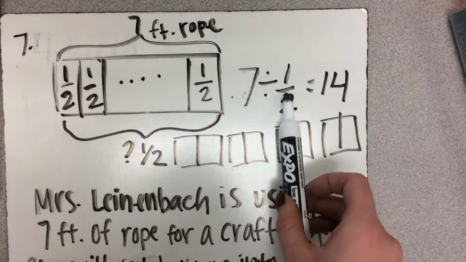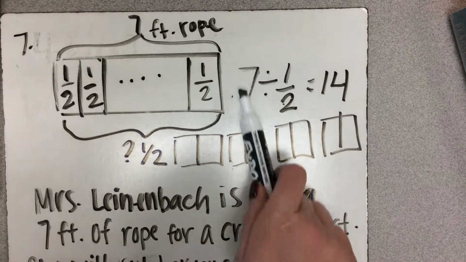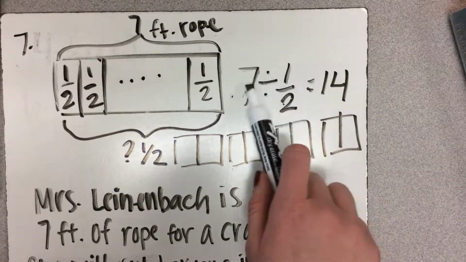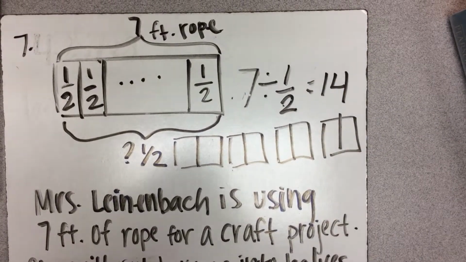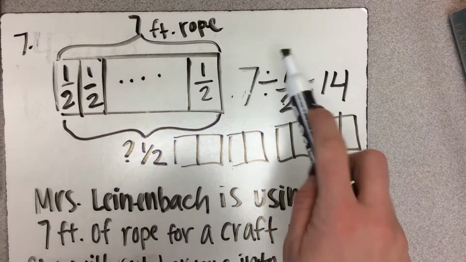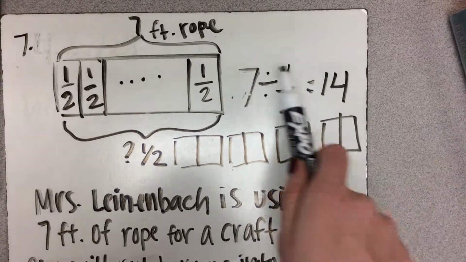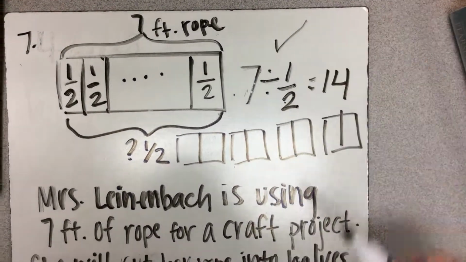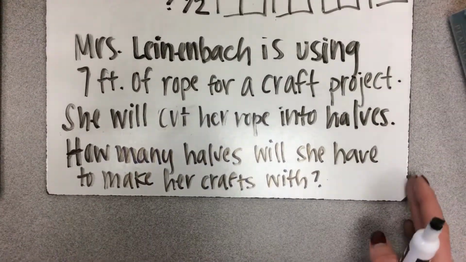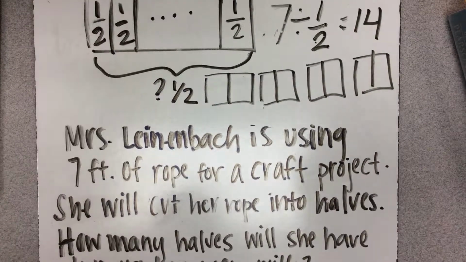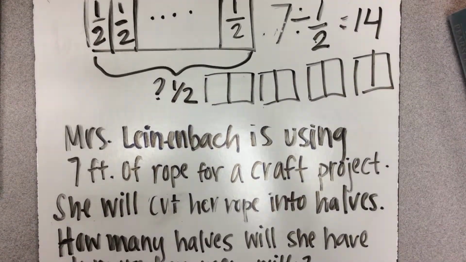Another way of thinking of this is when we're dividing by a fraction, just say 7 is a half of what number? Well, 7 is a half of 14. And if we checked it, we would do 14 times a half, which is a half of 14, which is 7. So it all checks out. If we wrote our answer, for my problem, it would be Mrs. Leinenbach will have 14 halves of rope to work with. There you go.